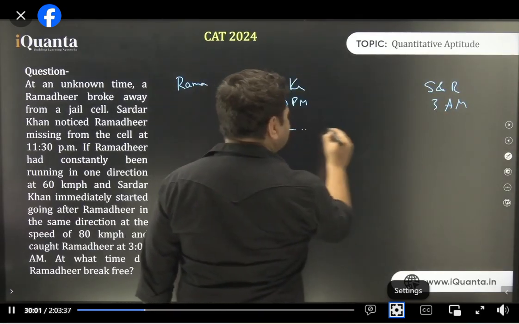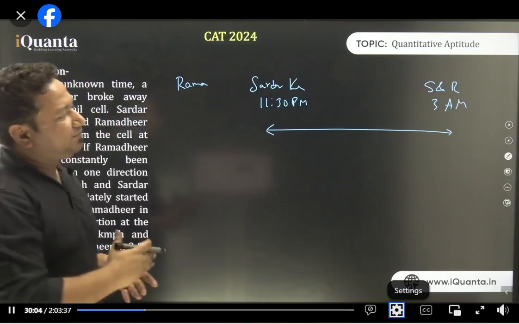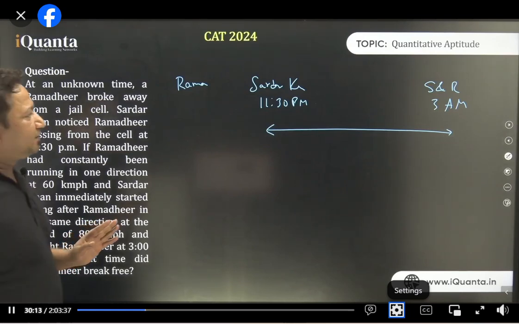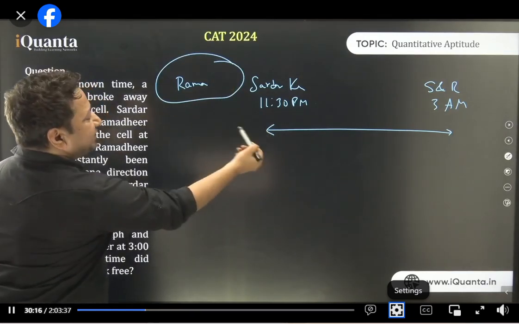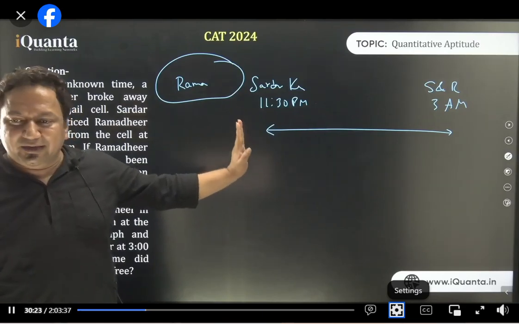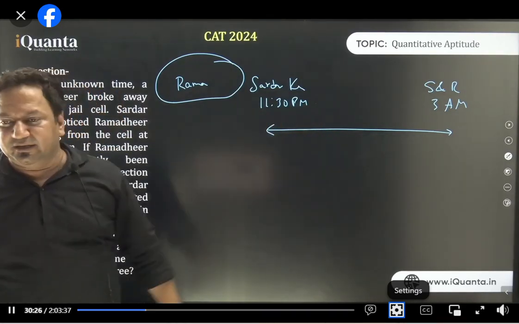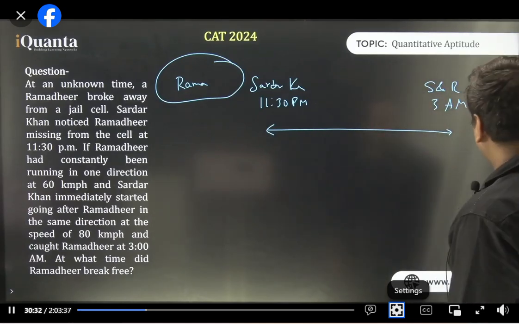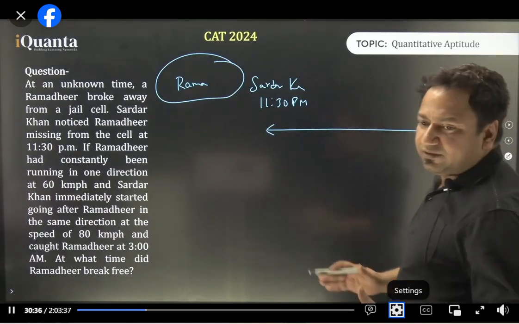Okay, cool. So for this much journey, from 11:30 PM to 3 AM, both Sardar Khan and Ramadhir Singh were running, isn't it? Is that right? I'll calculate afterwards who goes how much behind, but this is confirmed that Sardar Khan and Ramadhir both were running within this duration, 11:30 to 3 AM. Can we say that? Yes or no? Tell me in the comments. They're running in the same direction for this duration.